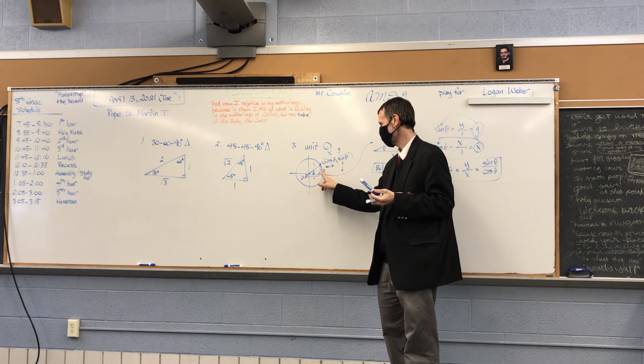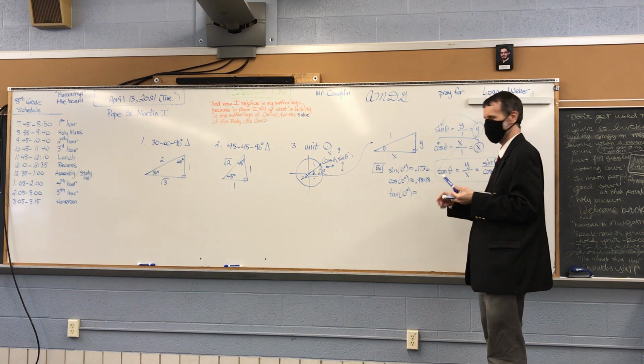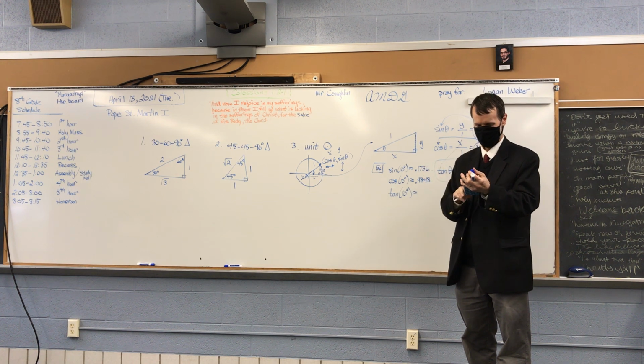Cosine is how far over it is. 10 degrees is pretty far over. So it's not all the way over, it's not 1, but it's pretty close to 1. And what is tangent of 10? Let me get it. What do you get?